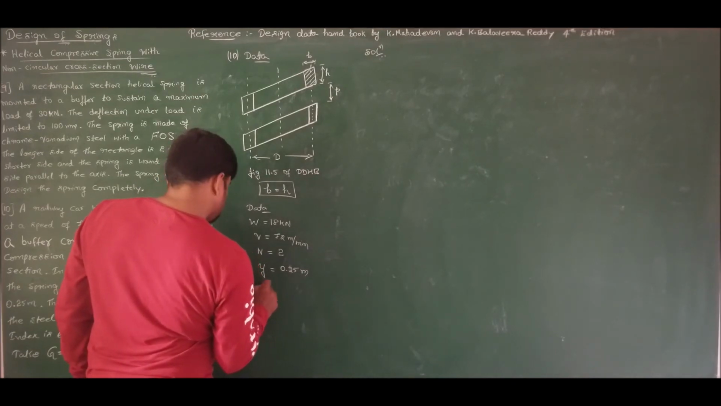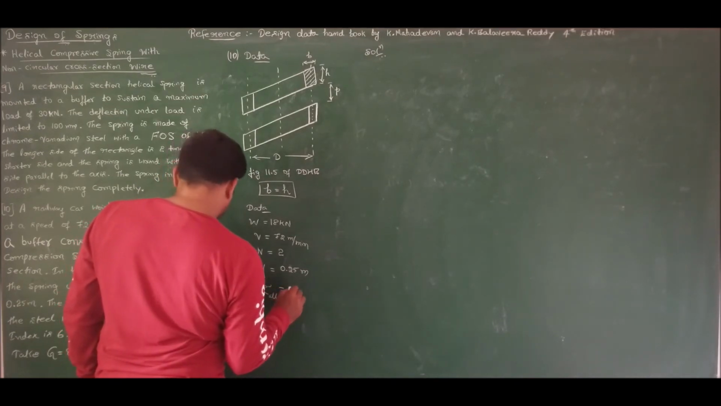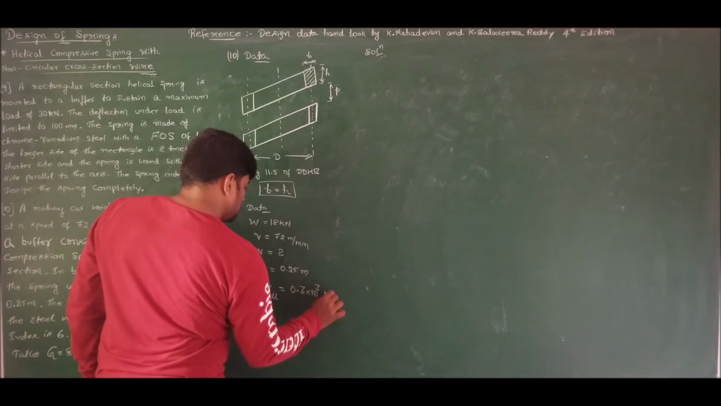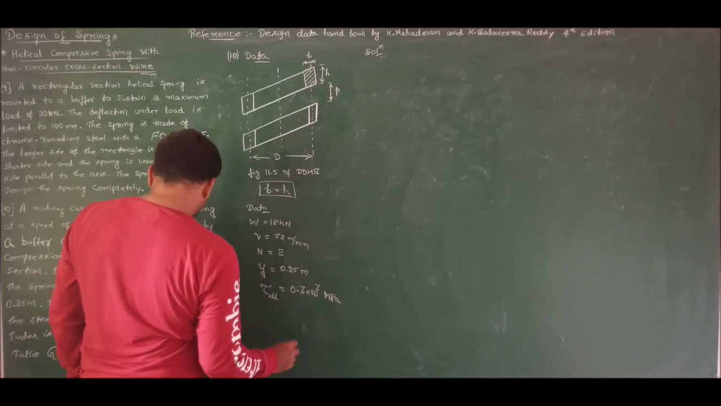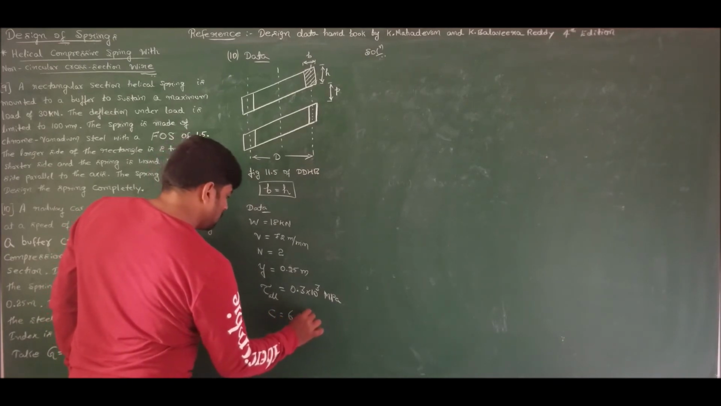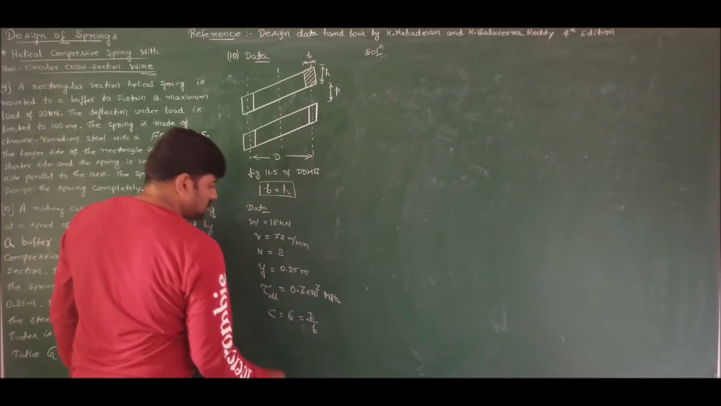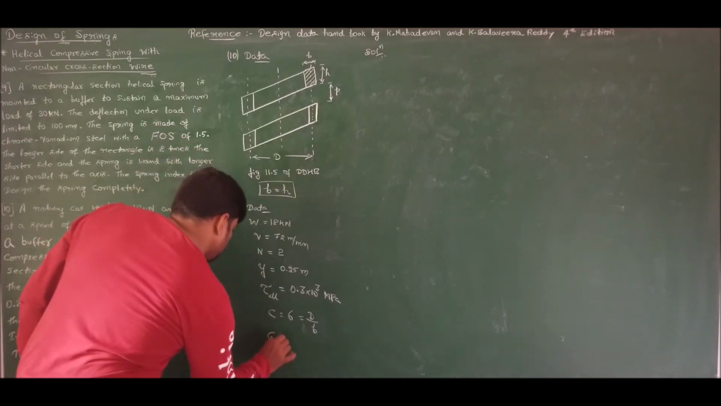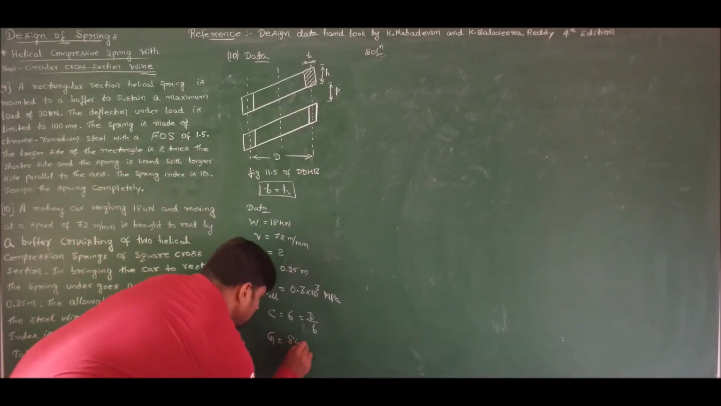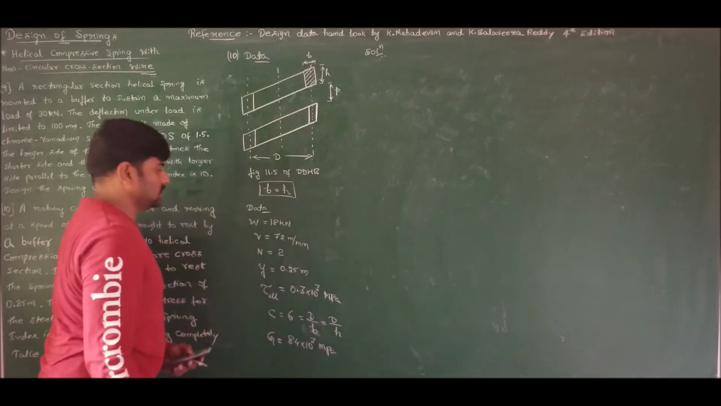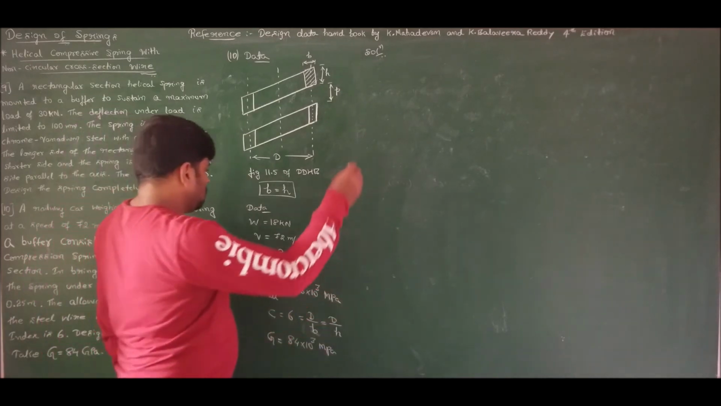The allowable shear stress is directly specified as 0.3 gigapascals, that is 0.3 into 10 to the power of 3 megapascals, Newton per millimeter square. Spring index C is 6, which is nothing but D by B or D by H, because it is a square cross section. B and H are same. He has also specified modulus of rigidity as 84 gigapascal, which is 84 into 10 to the power of 3 megapascals. So this is the data given.